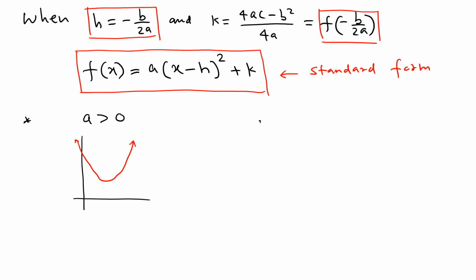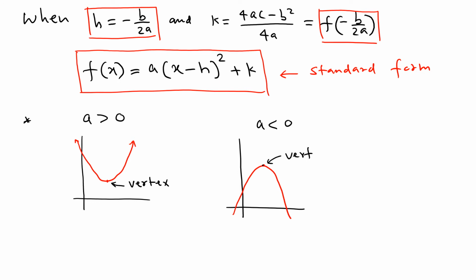And when a is negative, what's going to happen? The graph is going to go the other way, so it's going to go like this. And then this point is what we call the vertex. So this point is called the vertex. You can see that's either the minimum or maximum value depending on the situation.